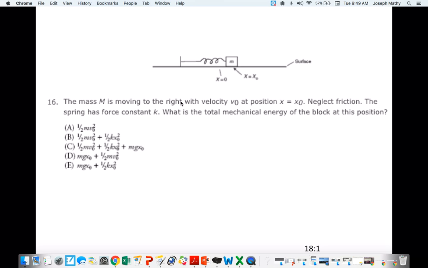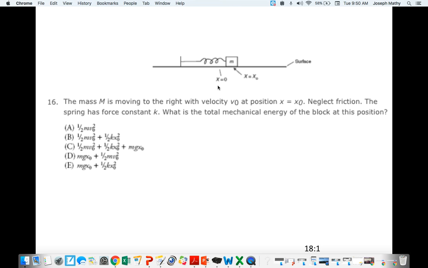The mass is moving to the right with a velocity of something bigger than 0. It has an initial velocity at the position x equals x naught. Neglect friction. The spring has a force constant K. What is the total mechanical energy of the block at this position?